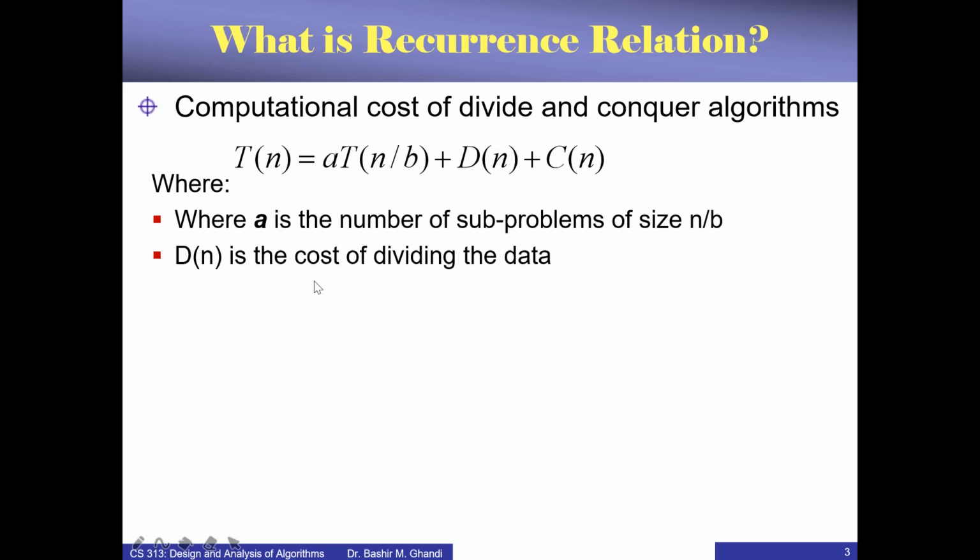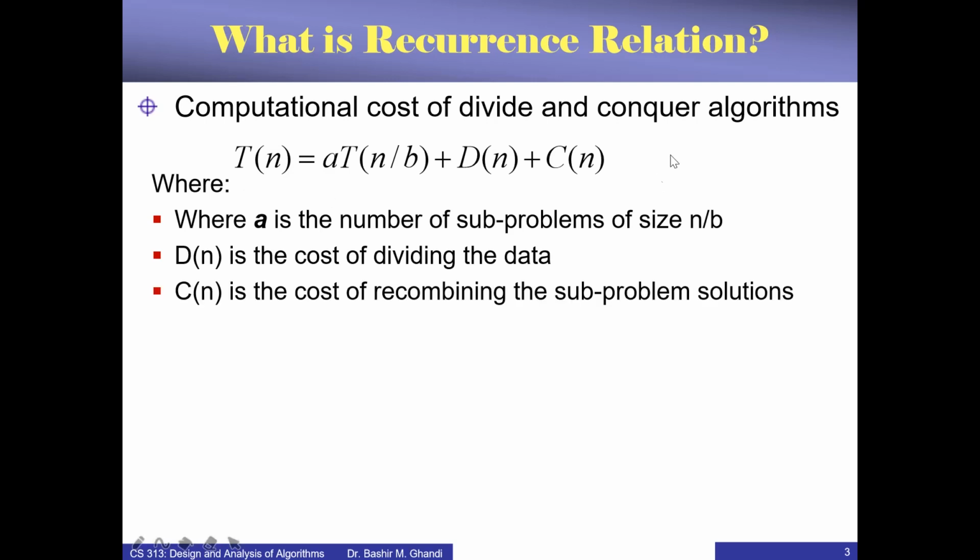Now d(n) is the cost of the division. How much does it cost to actually divide the original problem into the subproblems? And then finally, c(n) is the cost of combining the different solutions so that you obtain the solution to the original problem.